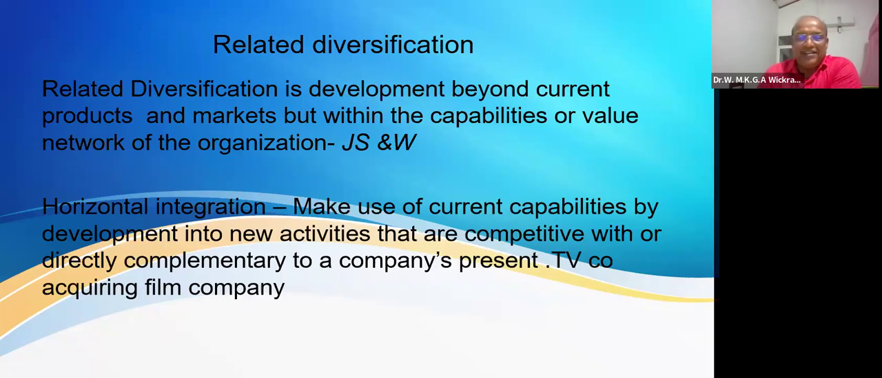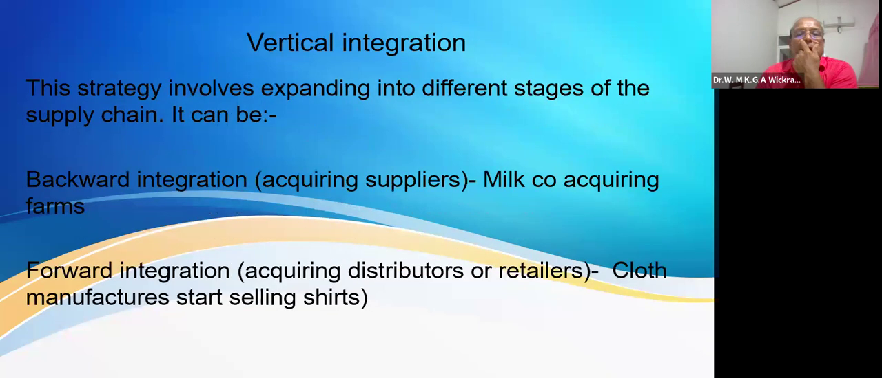Anyway, you can propose non-ethical business. So vertical integration. Now this is a Sri Lankan example of backward integration, acquiring suppliers: Milco acquiring farms, Food City acquiring farmers. So that was something like that.